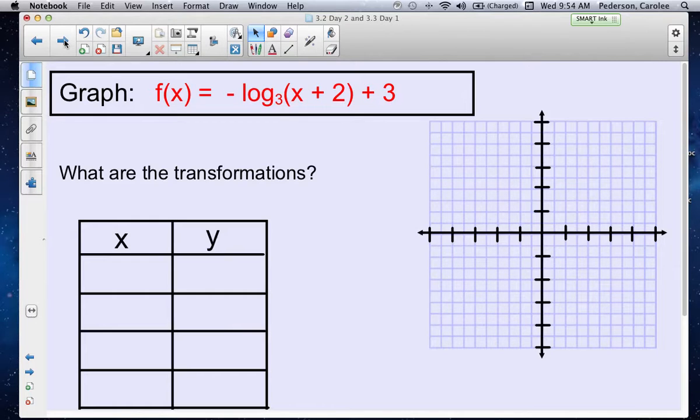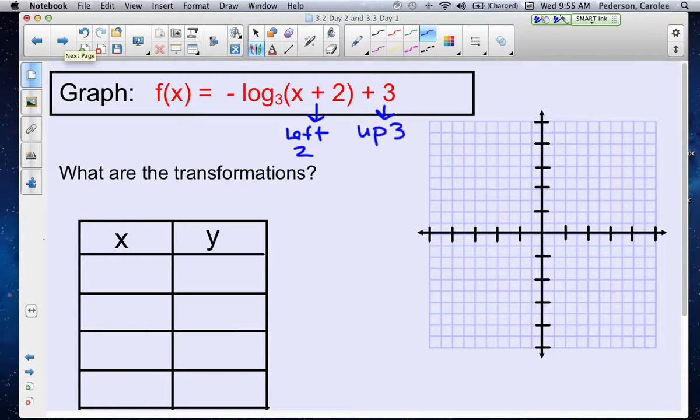What if we give you something like this? What are the transformations that are happening in this logarithm? What's the plus 2 inside the function doing? Left 2. You know, I always say think opposite when it's inside. And then what's the plus 3 going to tell me? Up 3. And then what would this tell me? Reflect on the x-axis. So those transformations come back again.